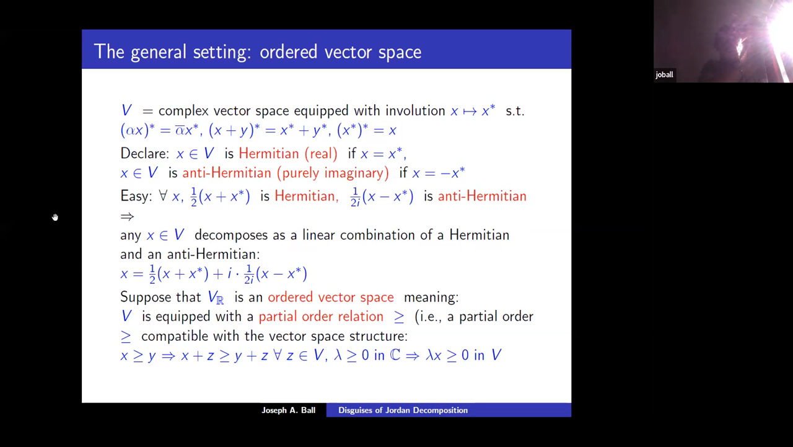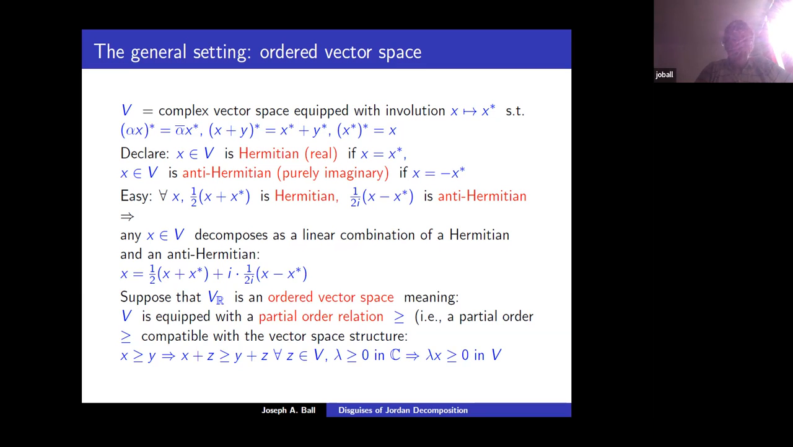So you start with axioms. V is a complex vector space, and it has an involution which should satisfy natural conditions. And X is said to be Hermitian, or otherwise called real, if X equals X star. Anti-Hermitian if X equals minus X star. Then you can always take the average of X and X star to get a Hermitian. And you can take 1 over 2i times (X minus X star). That's also a Hermitian, actually.